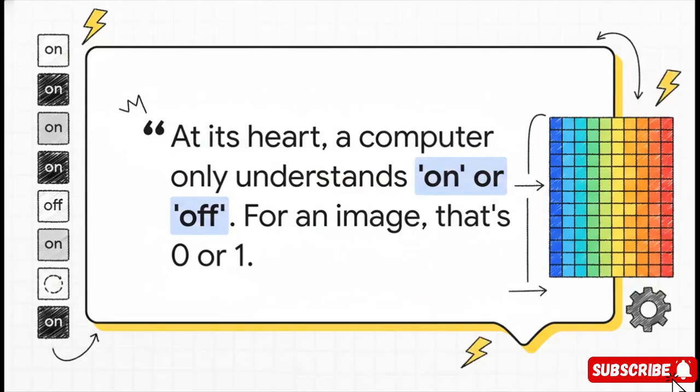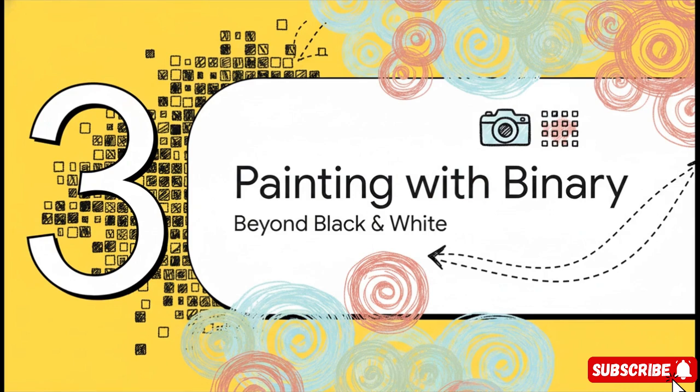And that right there is the crucial point. Everything a computer does, everything, boils down to this simple binary switch. By assigning a 1 or a 0 to each little pixel, it can start to build a whole picture, one tiny square at a time. But of course, our photos aren't just black and white, are they? So how do we make the jump from the simple on-off, black and white system to the millions of vibrant colors we see in our photos?